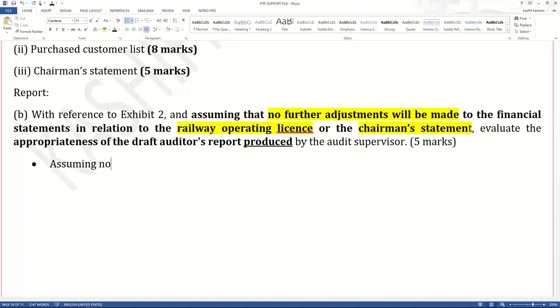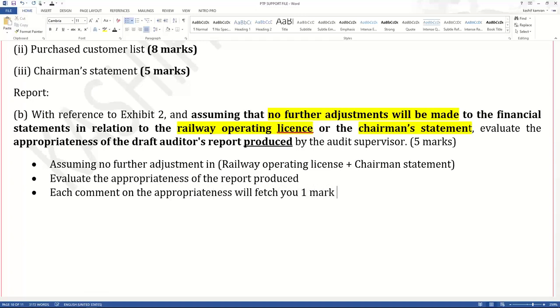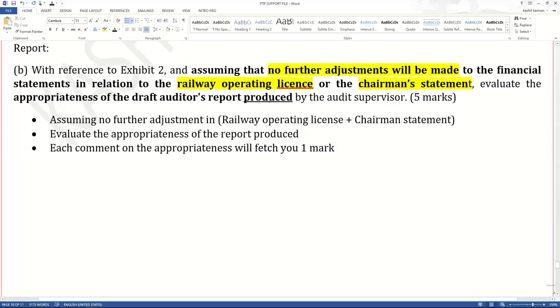So assuming no further adjustments in number one, railway operating license, that's one issue. And assuming no further adjustment in the chairman's statement, that's the second issue. Evaluate the appropriateness of the report produced. So each comment on the appropriateness will fetch you 1 mark. There might be something right in the audit report produced, or there might be something wrong in the audit report produced. So you need to comment on the appropriateness and each comment will fetch you 1 mark. Now tell me, if you're a clever student, before the break.